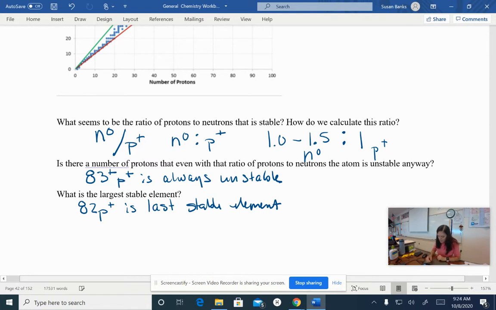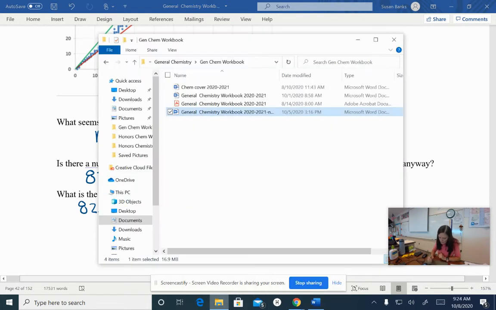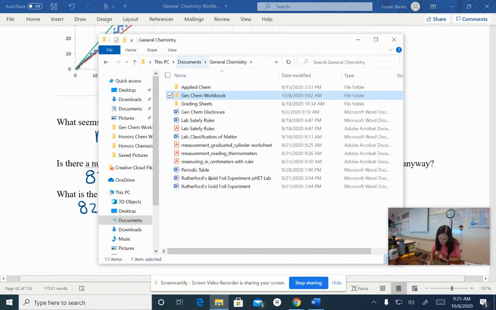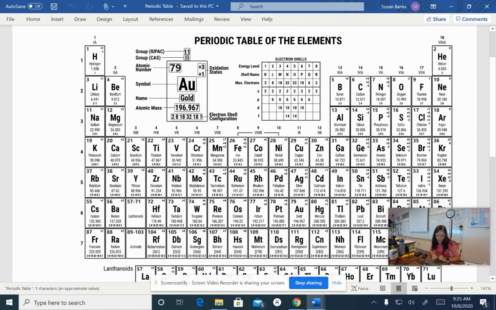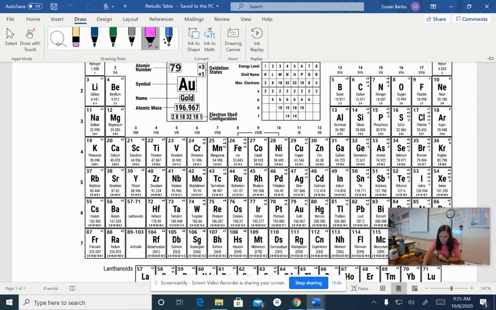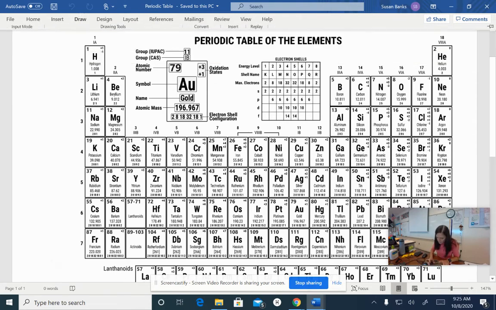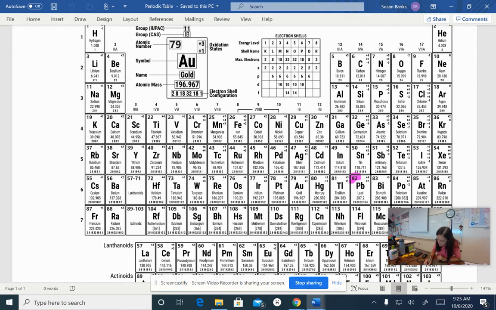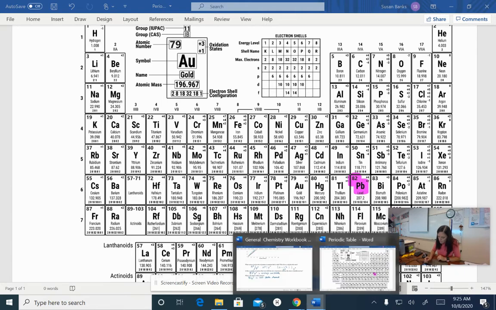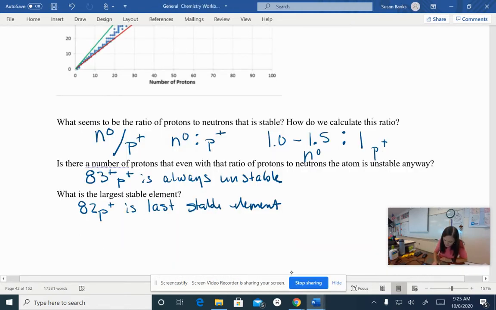So let's look at our periodic table to see what element that is. Let's get my periodic table up so that we can look and see. If I look at the periodic table and I look for 82 protons, 82 protons is right here. It is the element of lead. So lead is our last stable element, the largest or the biggest stable element.